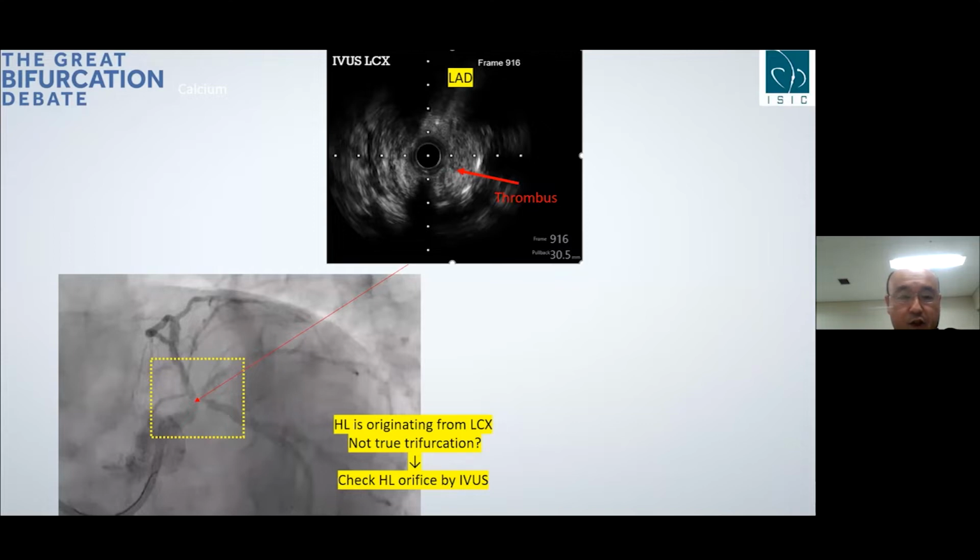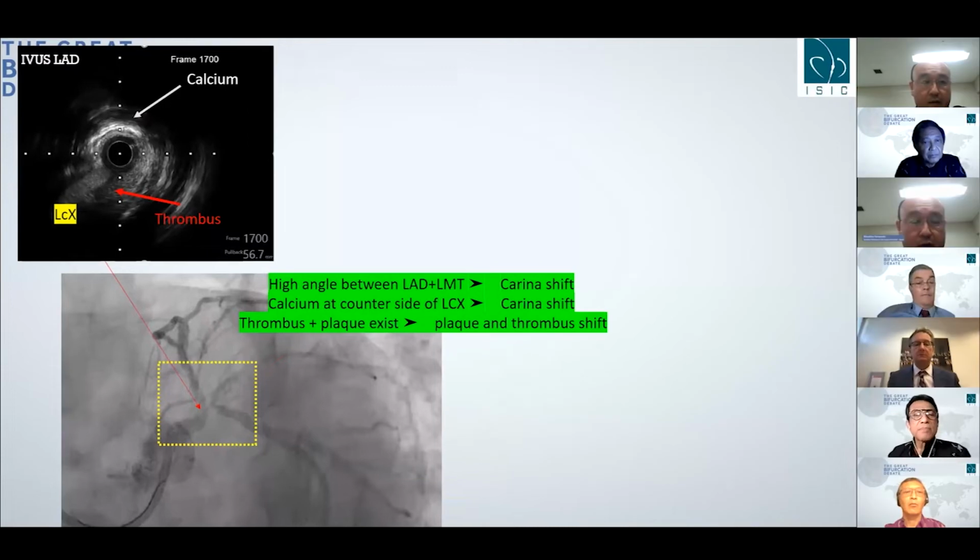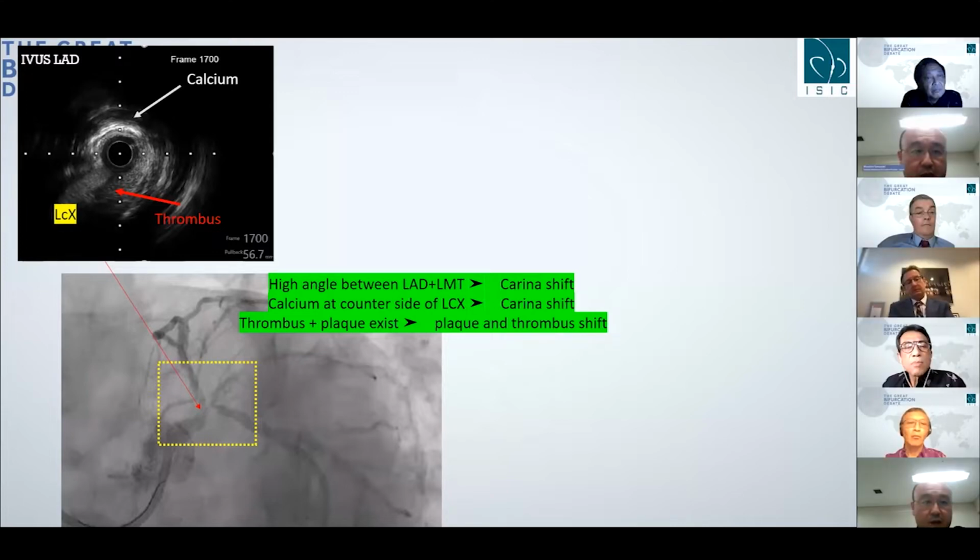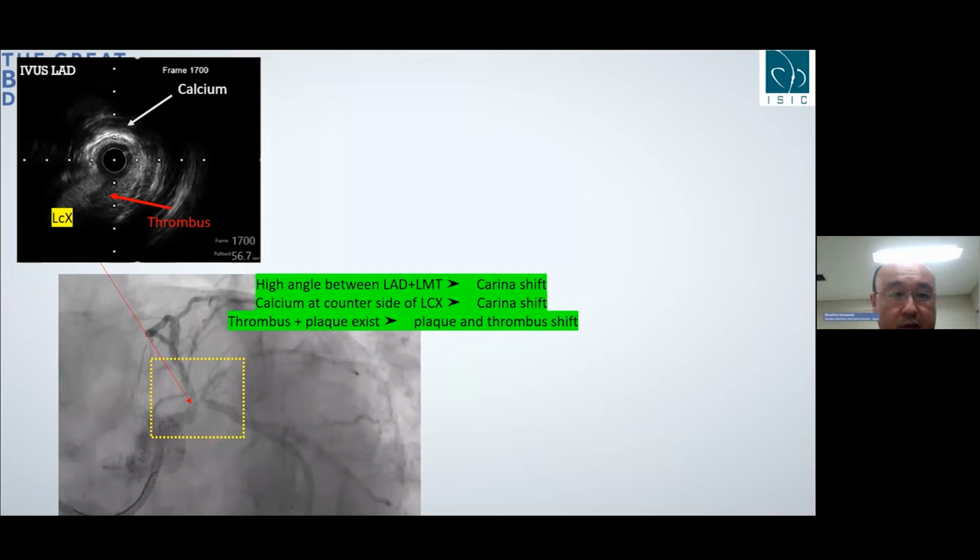So I want to check the plaque distribution and which part is originated from the LAD or the circumflex, or a true trifurcation. I want to check the IVUS from there, but there are no data of the IVUS from the procedures. So when we look at the LAD IVUS, at the orifice of the LAD a little bit of calcium exists on the counter side of the circumflex, superficial calcium, and we can see the thrombus formation in the trifurcation.